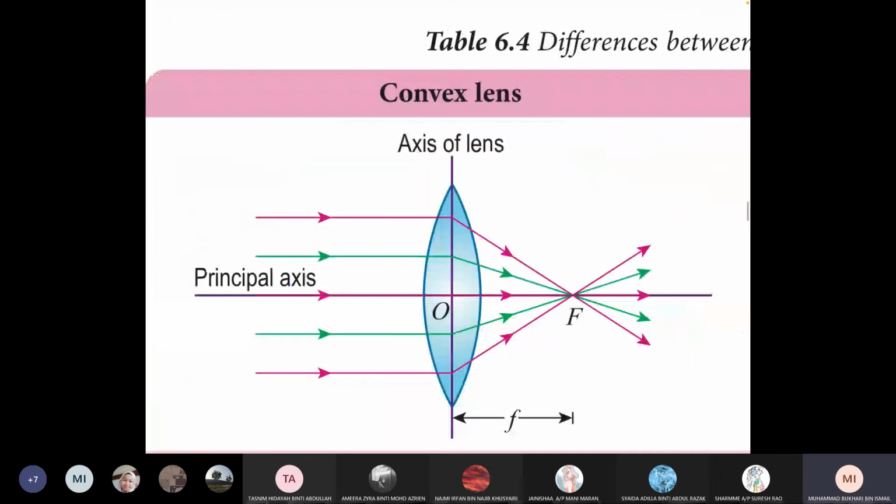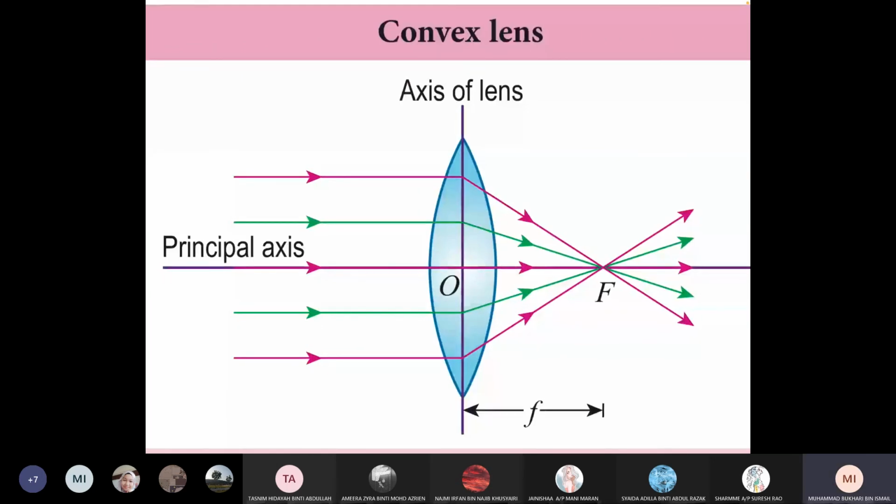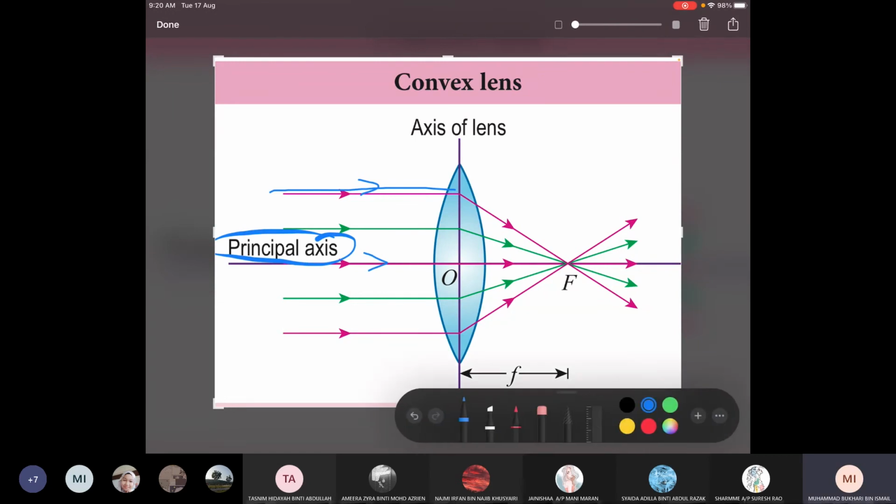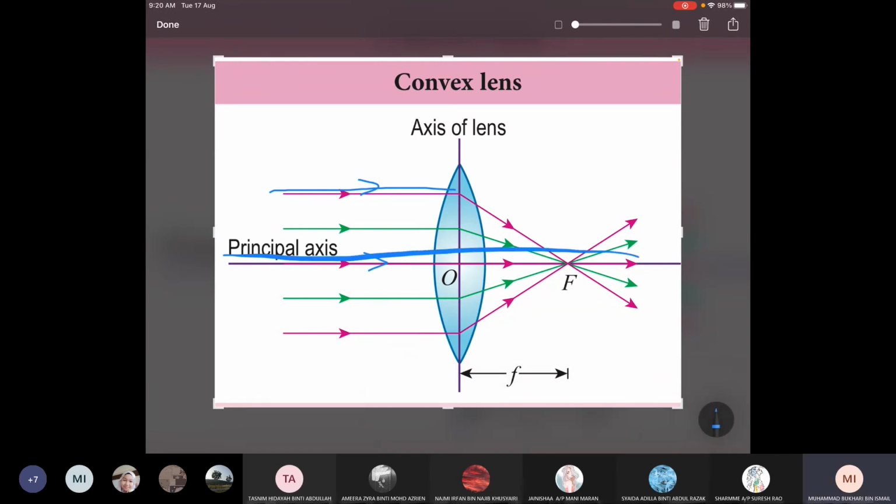Okay, you can see convex lens here. You can see the light is parallel. The lines of light are parallel to the principal axis, and all of them will be focused at one particular point. You can see here, light travels parallel to the principal axis. We call this the principal axis. The middle line here is the principal axis.